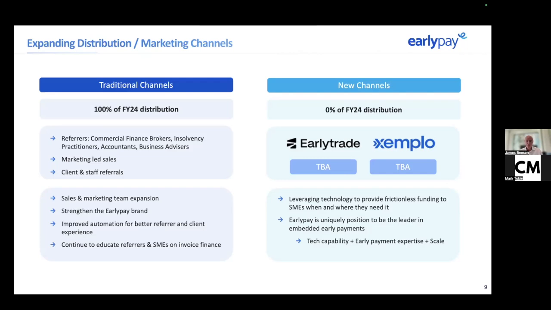Another partnership that is recent is with Zemplo. Zemplo is a recruitment and labour hire platform. It helps those businesses manage their payroll. And a nice thing for that is that we can integrate with this platform and offer financing to labour hire and recruitment businesses in the Zemplo platform.